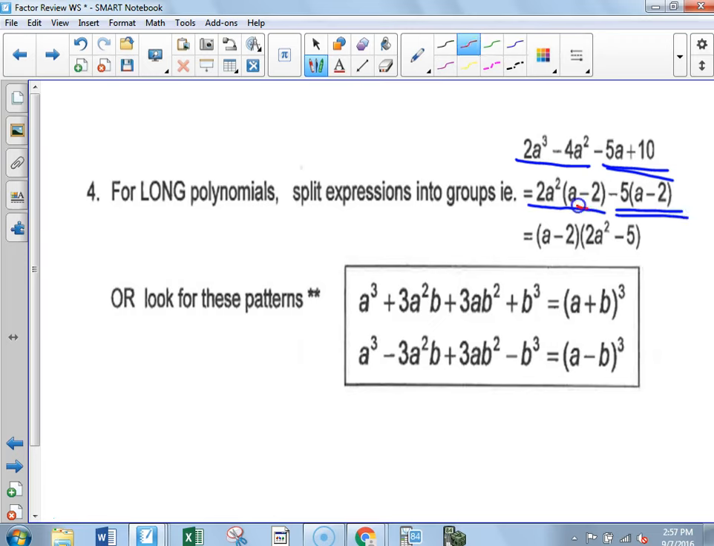The parentheses have to be the same, okay, guys? You can't do any grouping if you can't pull that same parenthesis out of both. So then I take out the a minus 2 from both, and the leftovers go in another parenthesis. Can anybody find one of these for me on the worksheet?